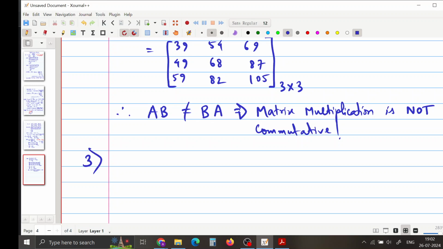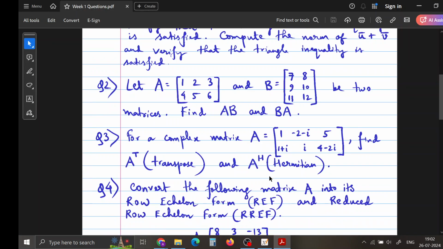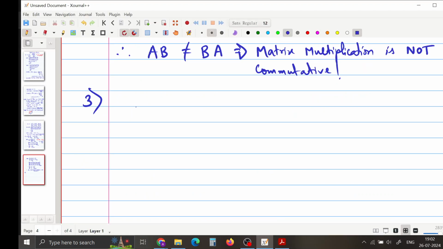Now let's move on to the third question. The third question is again straightforward. We are given a complex matrix A, which is a 2 cross 3 matrix. We have to find A transpose and A Hermitian. Very simple. I won't take long for this because we have already seen these concepts. So I'm just writing the matrix A.